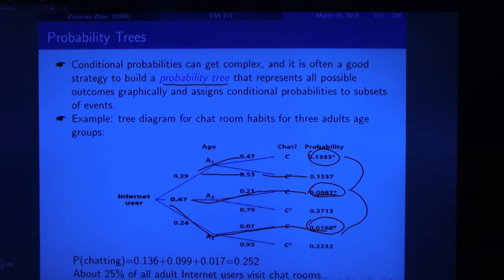So we can see the probability tree is very simple. We need to learn how. We need to be able to draw the probability trees, then we can simplify our calculation.